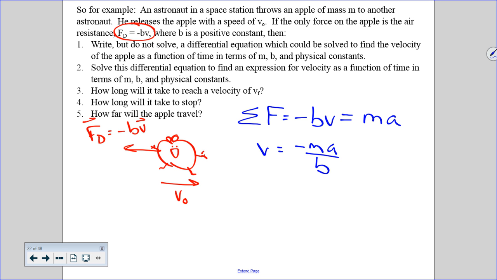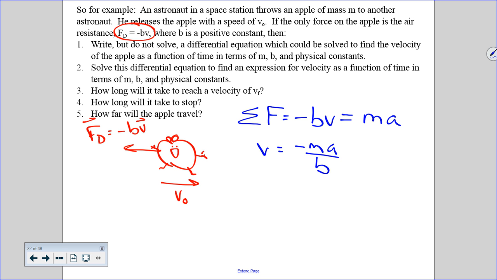What's wrong with it? Why am I not done? It's not in terms of time. Remember, our big picture goal is to come up with an expression for velocity, not as a function of the acceleration, but as a function of time. And the problem is our acceleration is changing as time goes on. That's exactly right, that's really good.